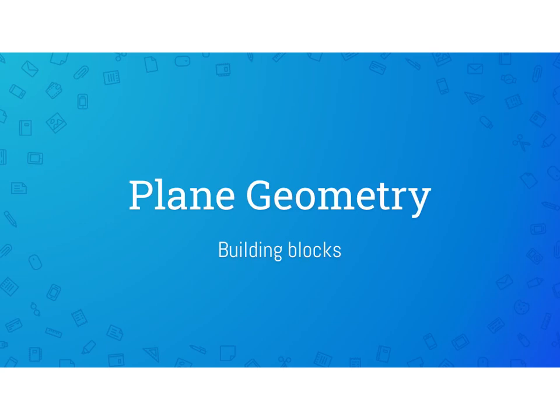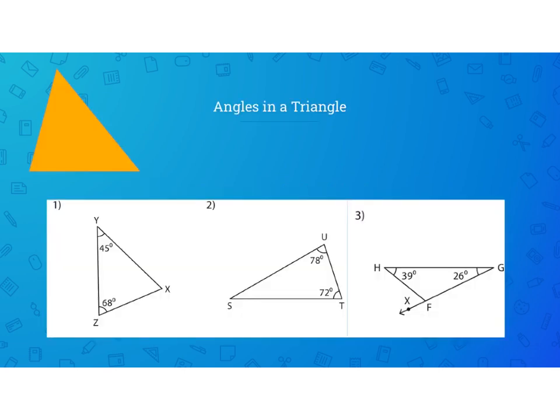Good day, everyone. We're going to look at some more building blocks of plane geometry today. Specifically, we're going to be looking at triangles. We know that the angles in a triangle add up to 180 degrees. Therefore, A and B and C together make 180 degrees.